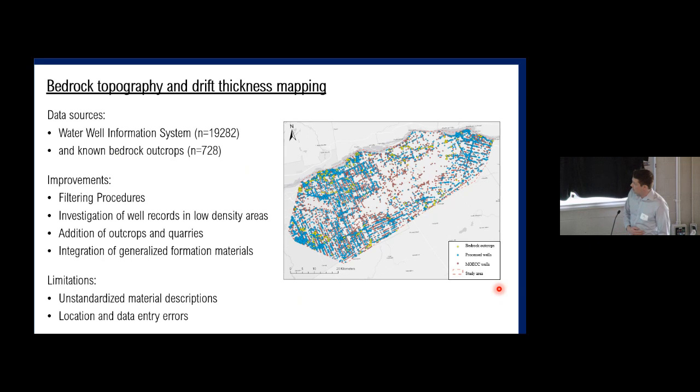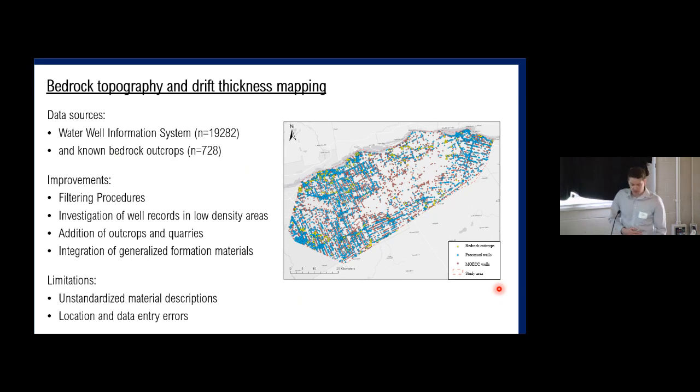Here is the distribution of well records across Eastern Ontario within my study area. There are about 20,000 of them or so at the time when I was doing this. We've also got about 230 known bedrock outcrops that were used to help better constrain those areas of thin drift. Some of the general improvements were, first, a lot of filtering and cleaning up of those well records to remove records that effectively had null information and inconsistent data fields, and then manually investigating those records in those low density areas.